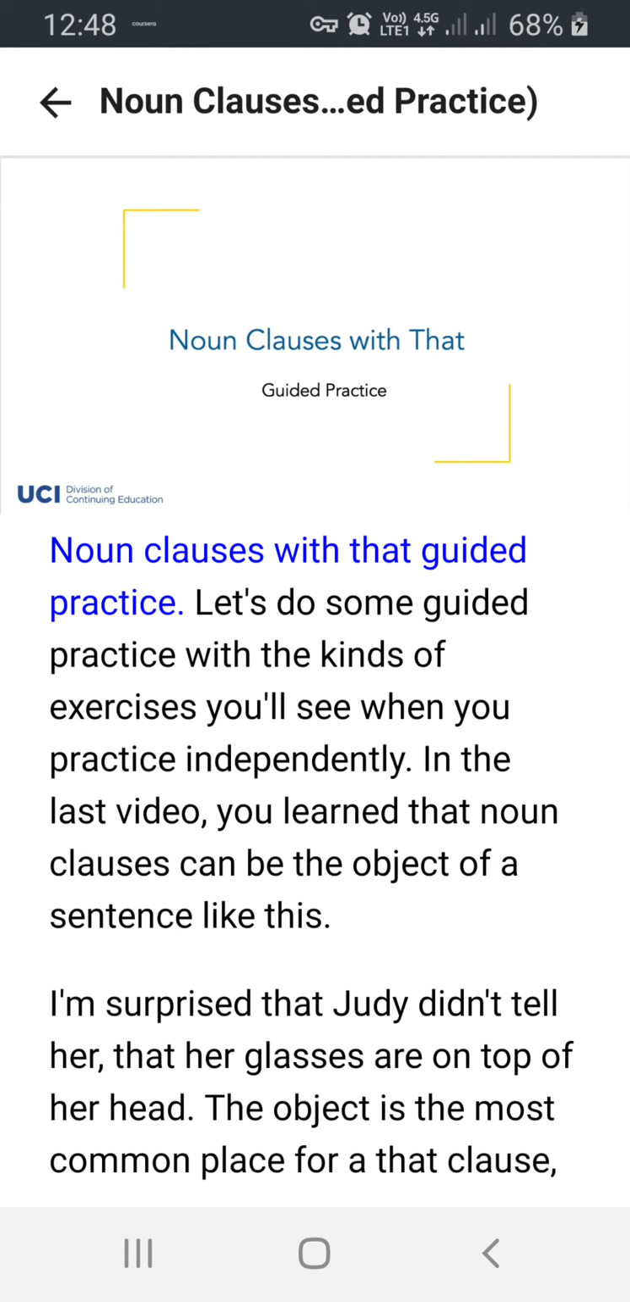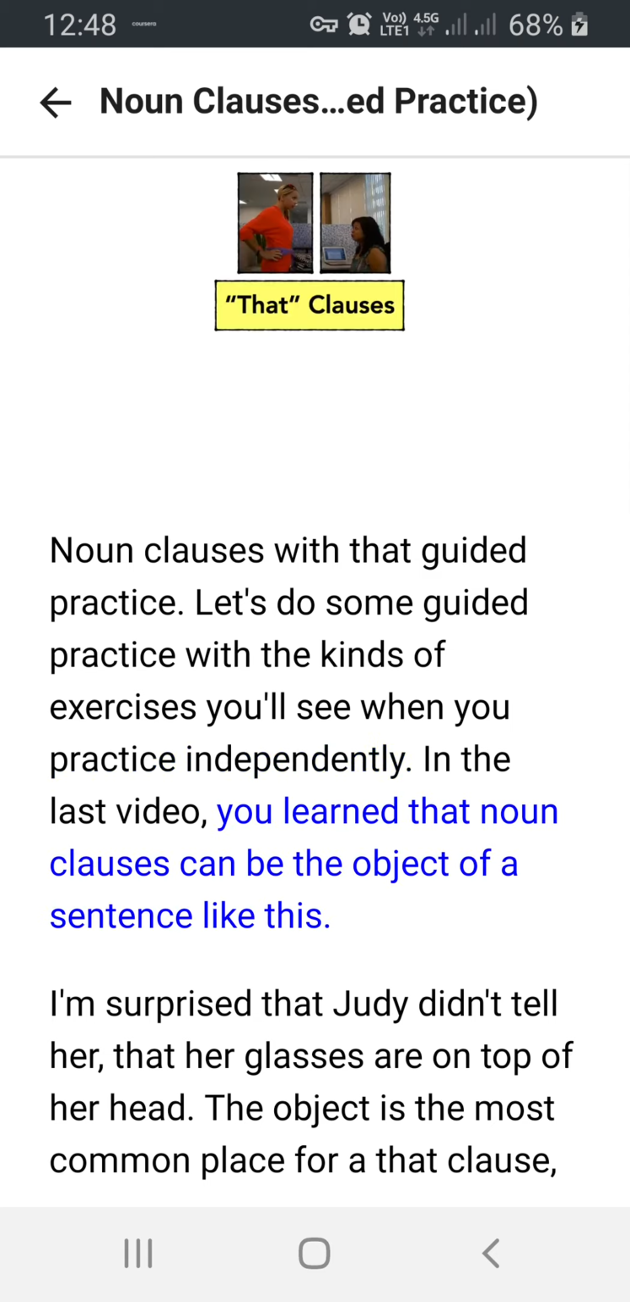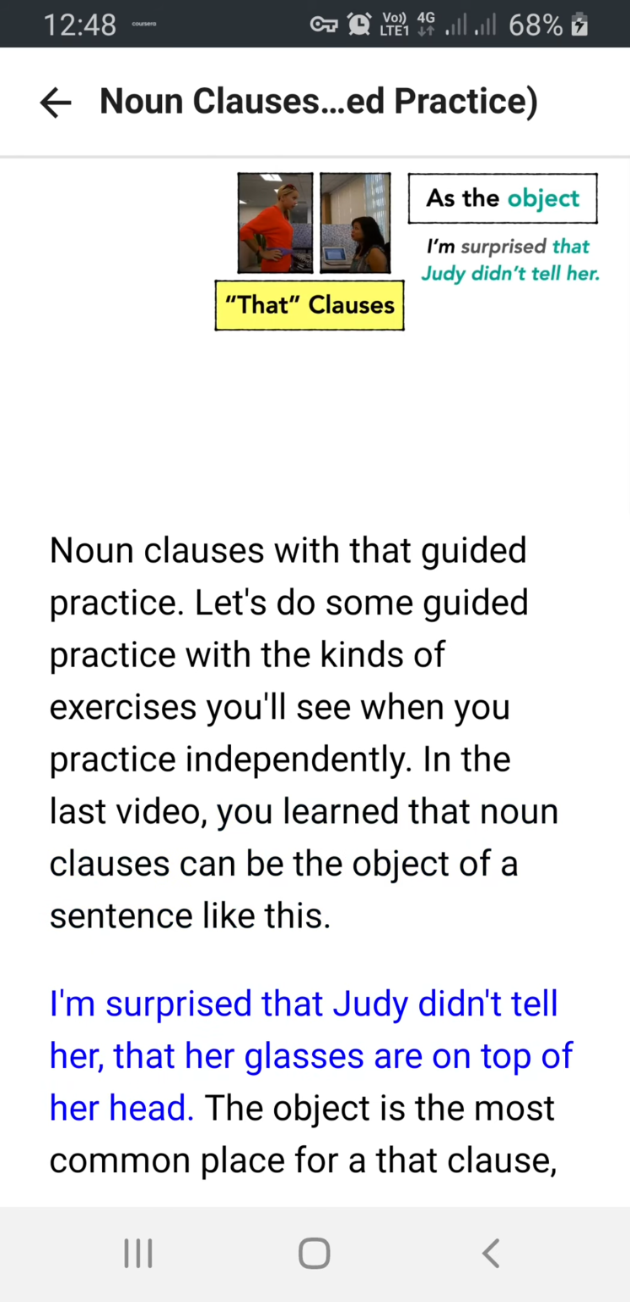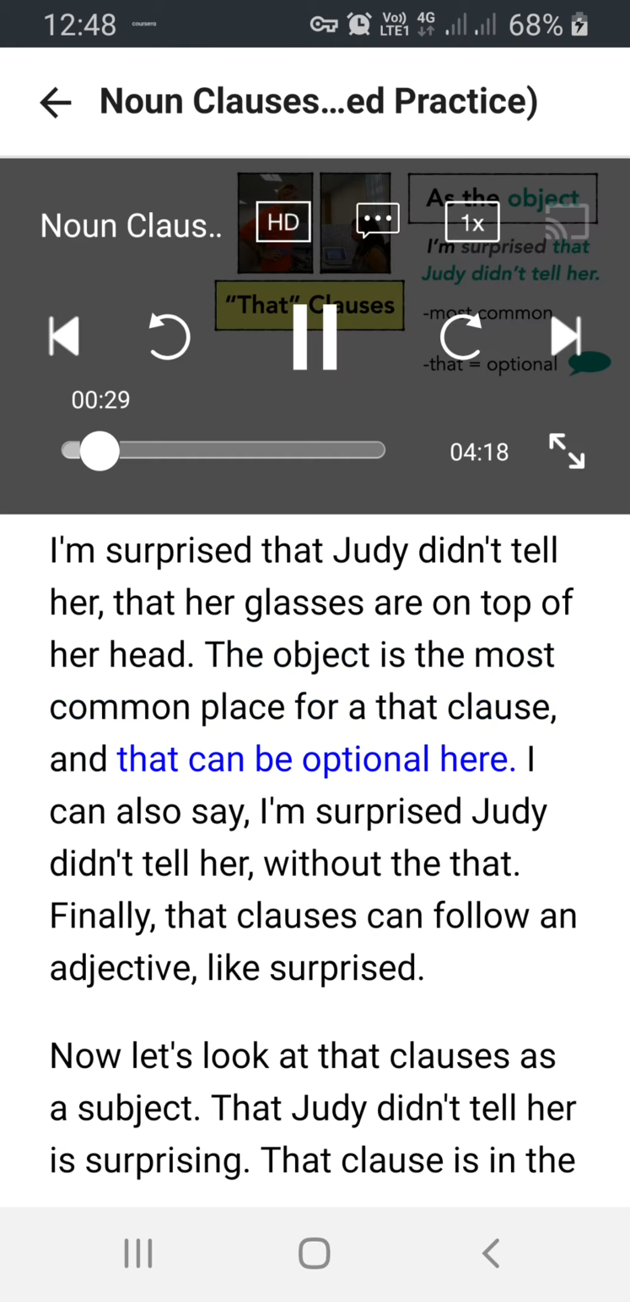Noun clauses with that. Guided practice. Let's do some guided practice with the kinds of exercises you'll see when you practice independently. In the last video, you learned that noun clauses can be the object of a sentence, like this. I'm surprised that Judy didn't tell her that her glasses are on top of her head. The object is the most common place for a that clause, and that can be optional here.